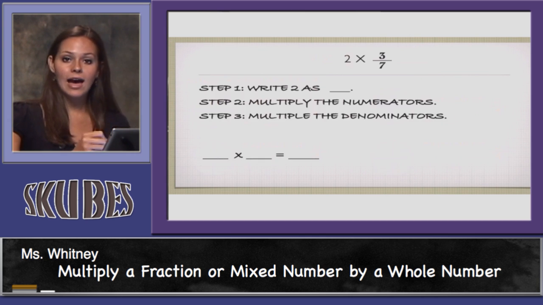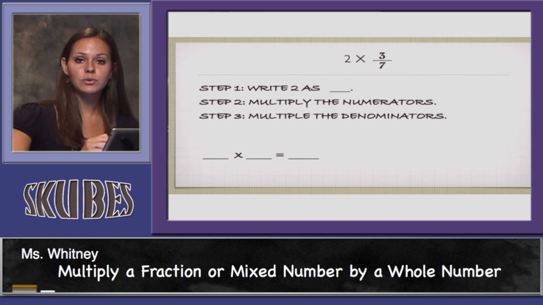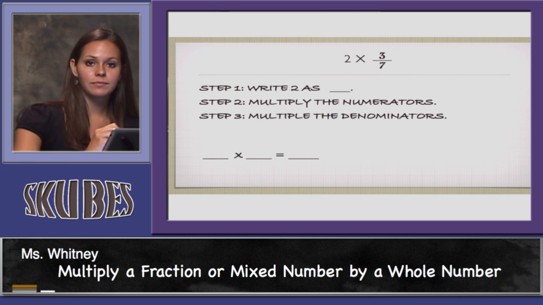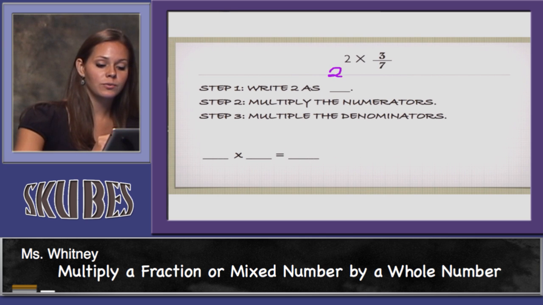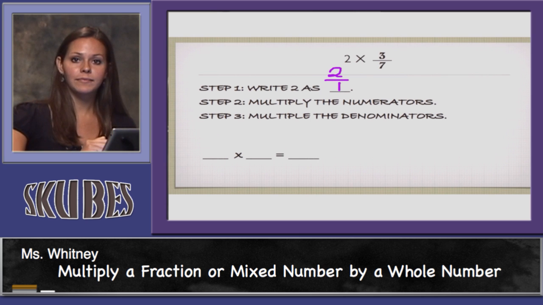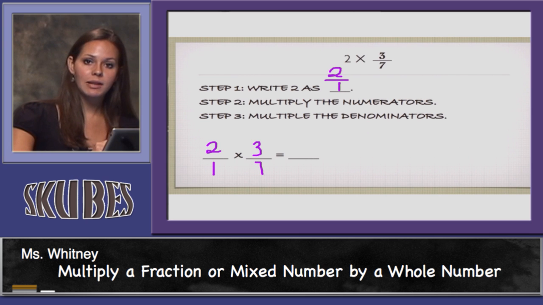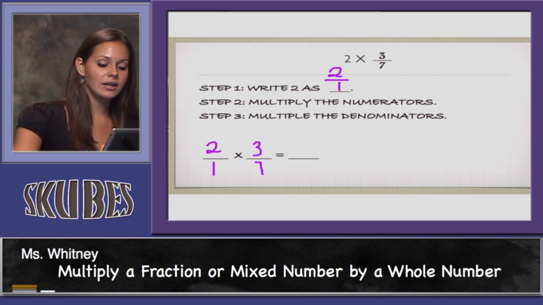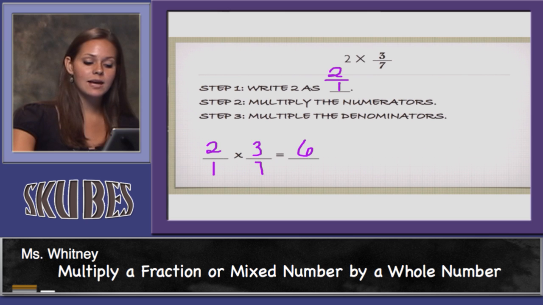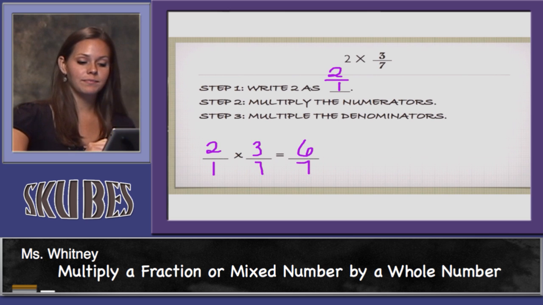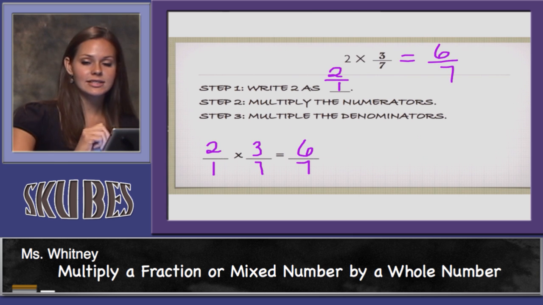Now we can do this without using a model. Let's try 2 times 3/7. First, we need to write 2 as a fraction. To do this, we write 2 over 1. Now we can multiply it by 3/7. 2 over 1 times 3 over 7. We start by multiplying our numerators. 2 times 3 equals 6. 1 times 7 equals 7. So 2 times 3/7 equals 6/7.